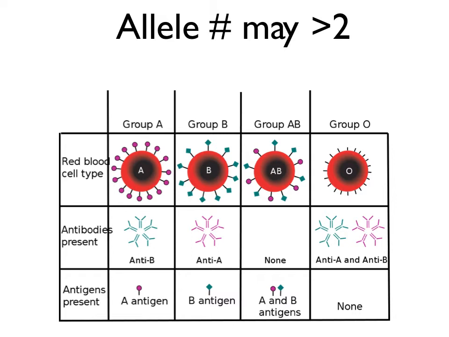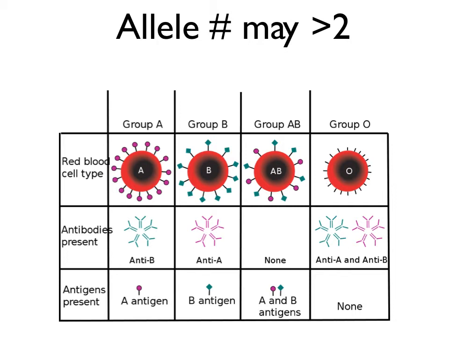Similarly, type B blood has B antigens on the surface and produces A antibodies. Now, if you are AB, if you are heterozygous, if you received a type A allele from one parent and a type B allele from the other parent, your blood cells have both antigens on the surface. And necessarily, you can't have any antibodies present. You'd be fighting every one of your own blood cells with them, okay?